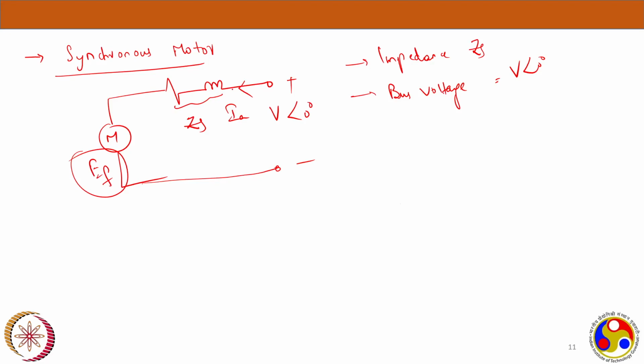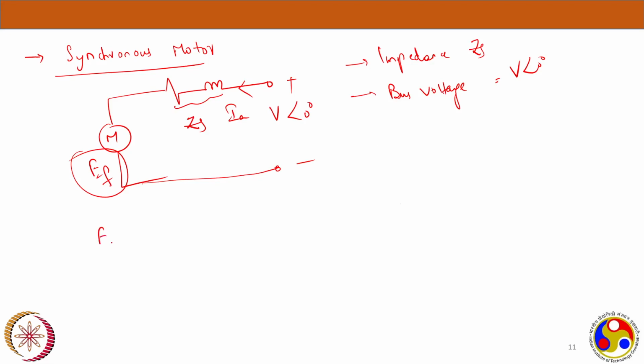So let's assume that our motor is drawing a lagging power factor load. It could also draw a leading power factor load, anything, but I'm just assuming this case first. It is drawing a lagging power factor load. So my load is some mechanical load on the shaft, and it is drawing some lagging current. Current lagging means what? My supply voltage and the IA, both are lagging behind.